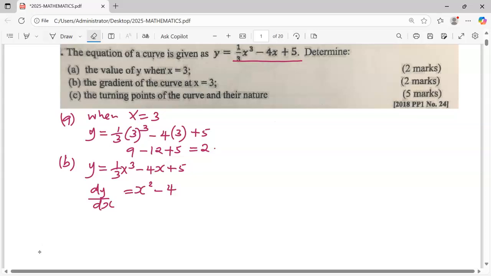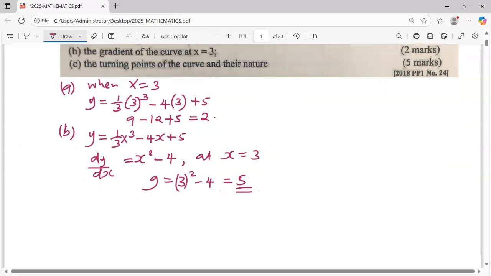Once we have done that, we can now get the gradient at x equals 3. So we can say at x equals 3, the gradient is going to be equal to, the gradient function is x squared minus 4, and therefore we are going to take x, then we square, minus 4. 3 squared will be 9, 9 minus 4 will give us a gradient of 5. That is part B already done.